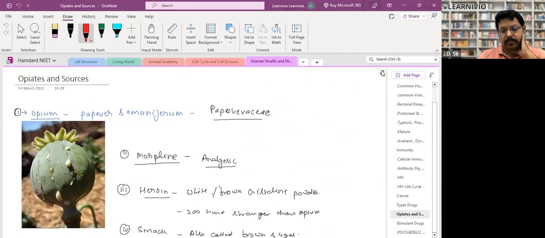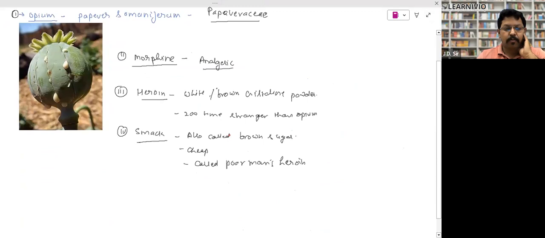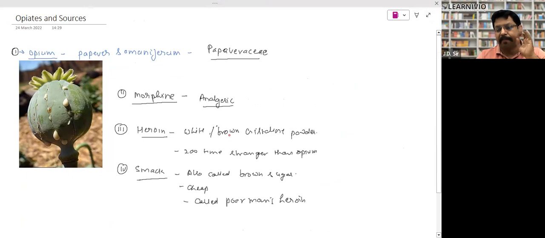Opiates, from where are they extracted? Opiates are extracted from opium. The biological name of opium is Papaver somniferum. It is a member of Papaveraceae. By the way, you need not remember the family, as this family is not part of your syllabus. So the name you must remember is Papaver somniferum.